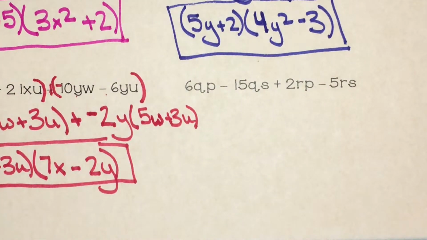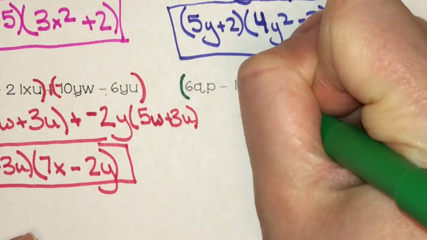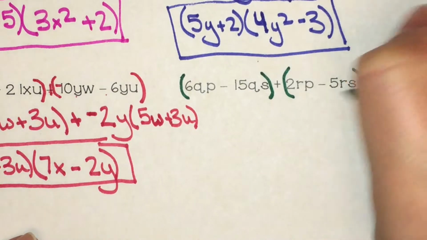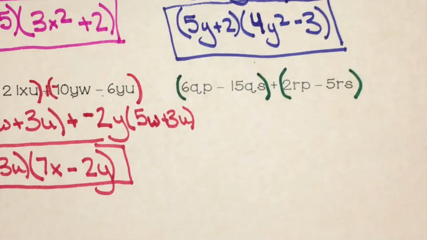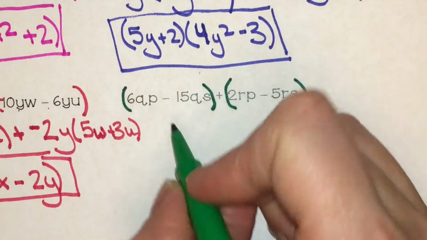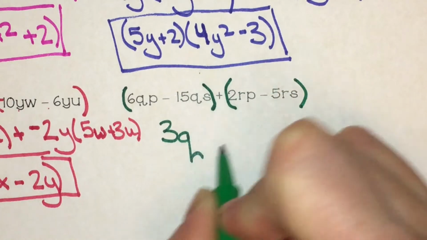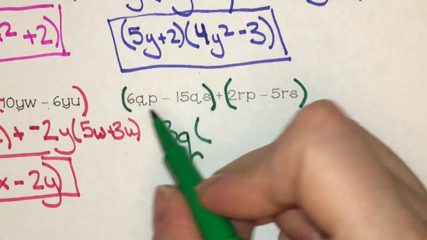All right, let's try one more like that. I'm going to group these first two terms, group the second two terms. This one has addition in between, so we're set. We don't have to change anything there. All right, 6 and 15, I can factor out 3. They both have a q. Multiply it by what's left over.